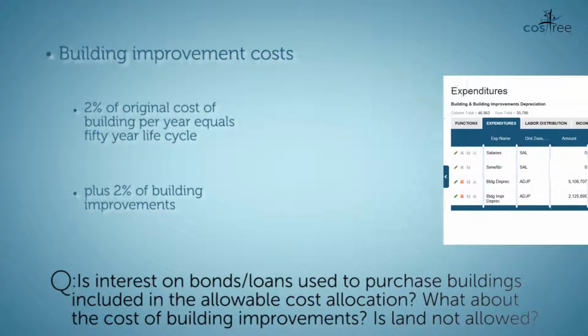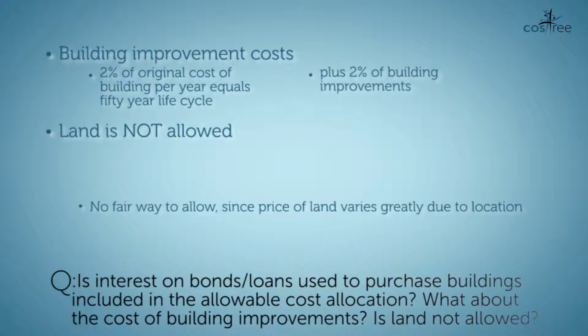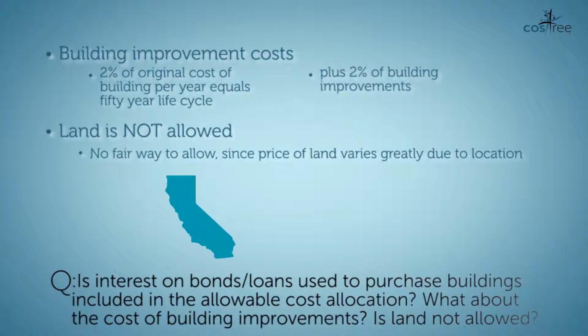What we cannot include is the land. And the reason for that is, if you think about it from the federal level, the cost of land in California versus the cost of land in Minnesota is going to be extremely different. So it's not fair to reimburse someone for living in an expensive state and taking away federal funding that's supposed to be comparing apples to apples.